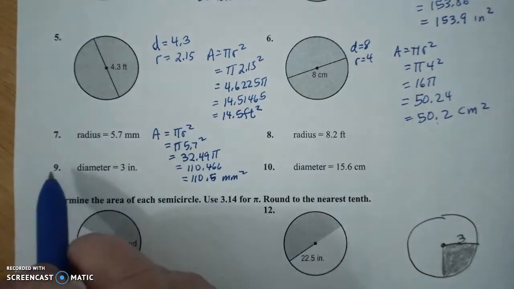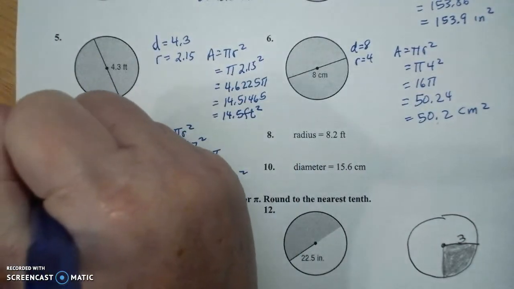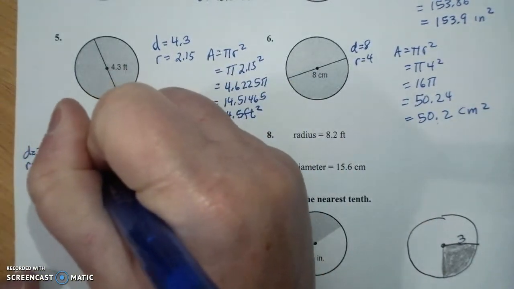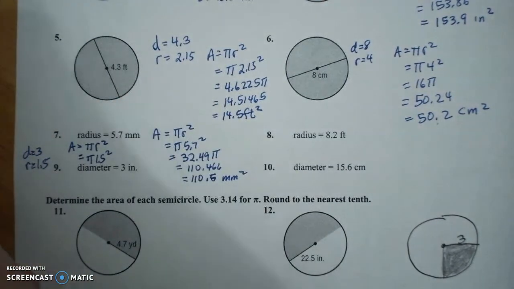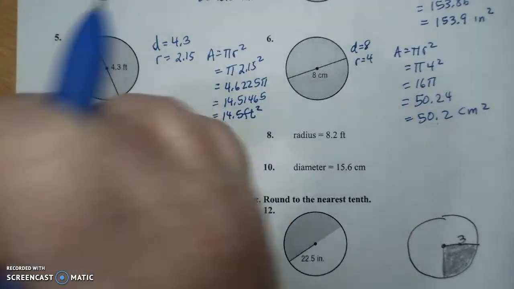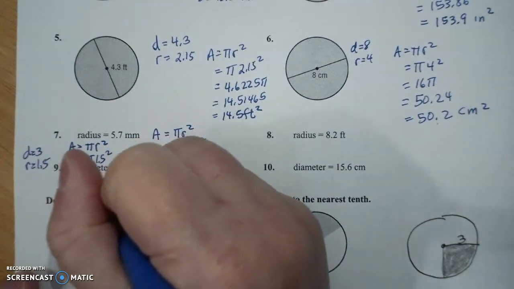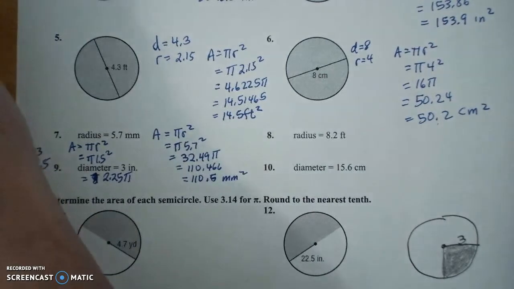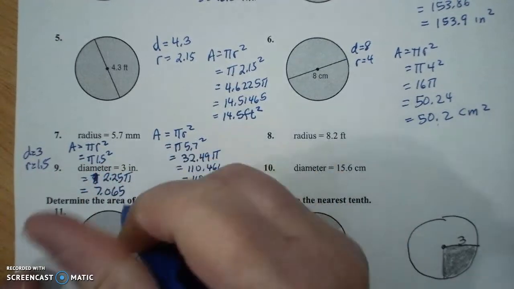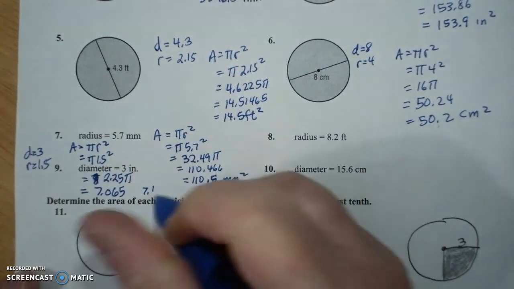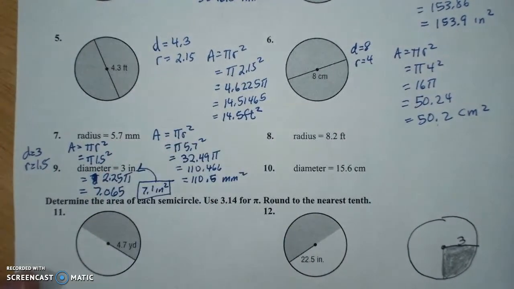I'm going to not do 8 right now, just so I can do 9 right here. D equals 3, R equals 1.5, area equals pi r squared equals pi 1.5 squared equals pi 2.25 pi equals 7.065, which is 7.1 inches squared. That one goes to that one.